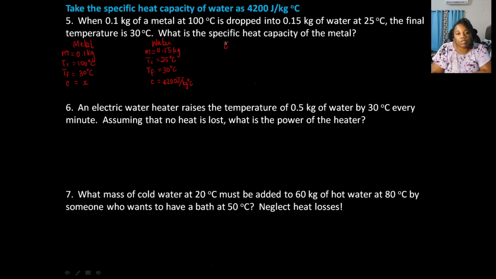Now if we equate the two, EH metal equal to EH water, then we have m c delta T of the metal equal to m water, c water, delta T water, right? And we're looking for the specific heat capacity of the metal, so we're going to divide both sides by this.